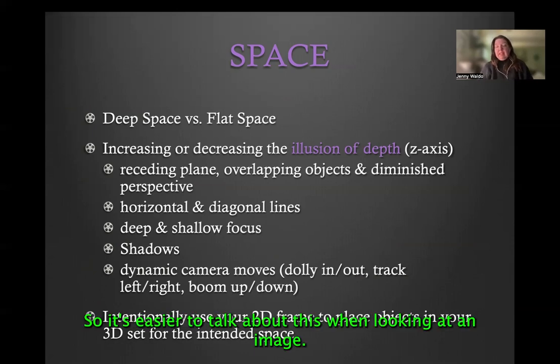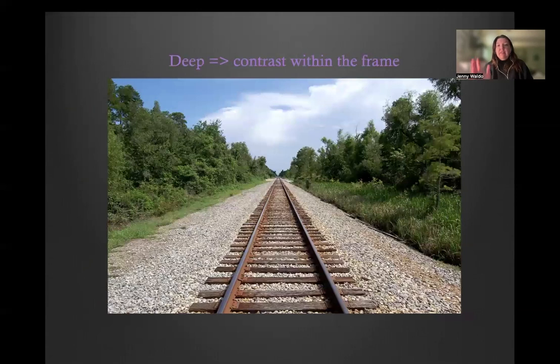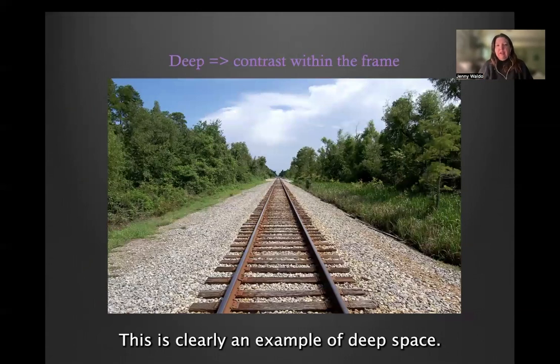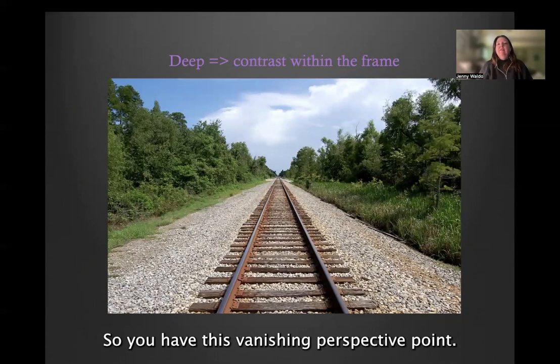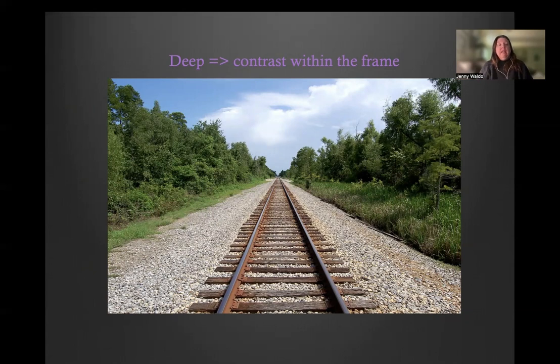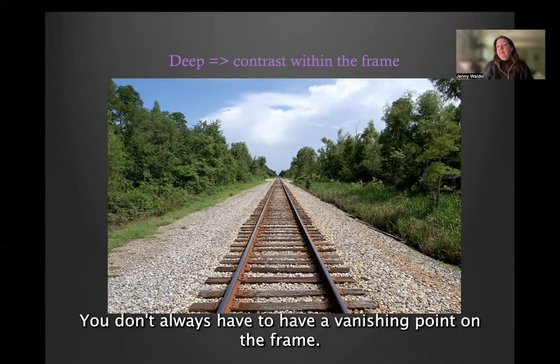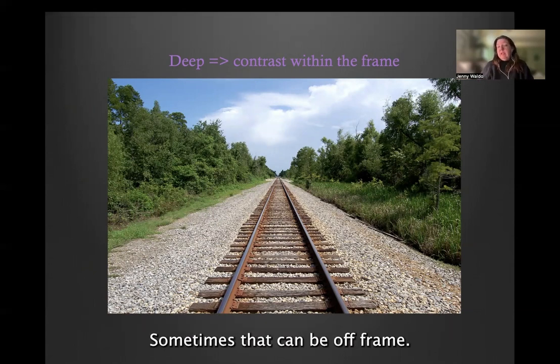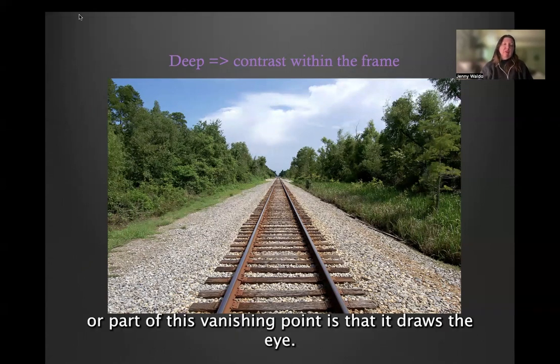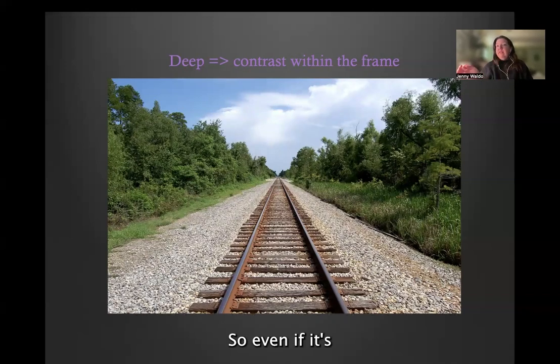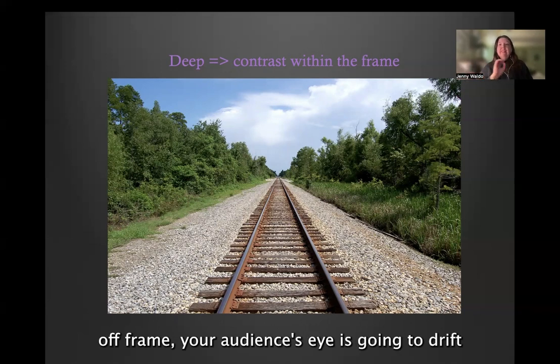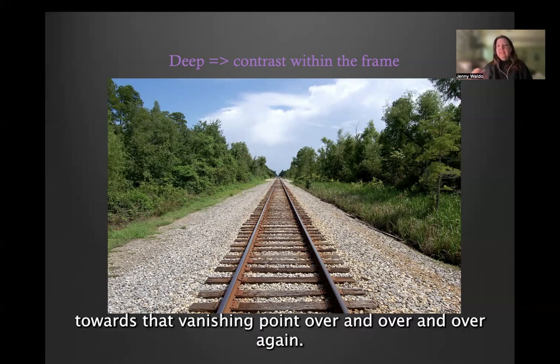It's easier to talk about this when looking at an image. This is clearly an example of deep space. So you have this vanishing perspective point. You don't always have to have a vanishing point in the frame; sometimes it can be off frame. But the important part of the vanishing point is that it draws the eye. Even if it's off frame, your audience's eye is going to drift towards that vanishing point over and over again.